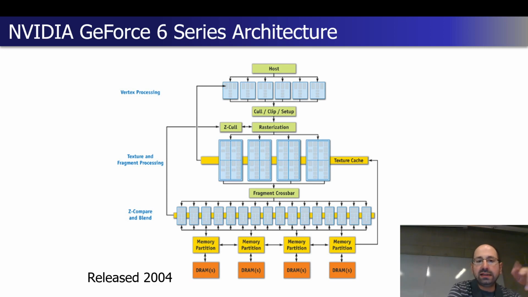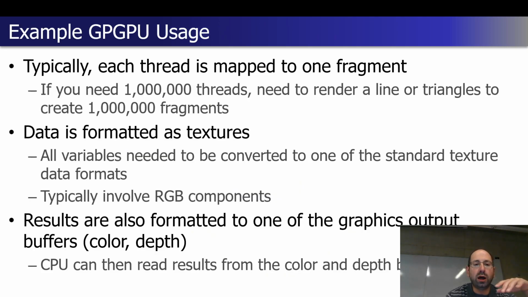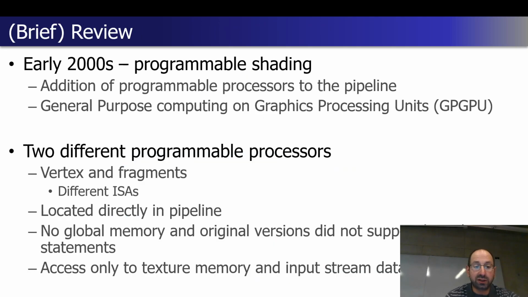Now, in this era, early programmable days of GPUs, there were separate cores for vertex and fragment, and they were separate ISAs. They were similar ISAs, but they were still distinctly separate. You'd have to program your vertex shader via some subset of the assembly language, and then your fragment shader using a different variant of the same assembly language. But they could be used for programmable general purpose computing.